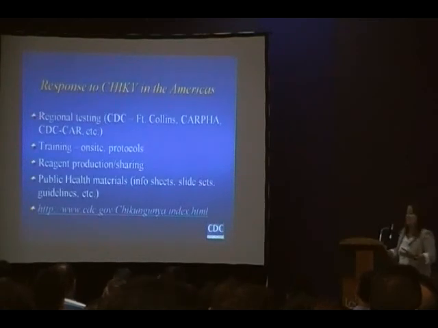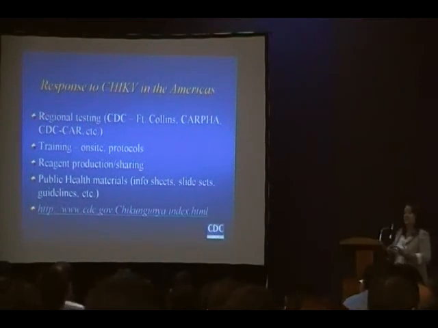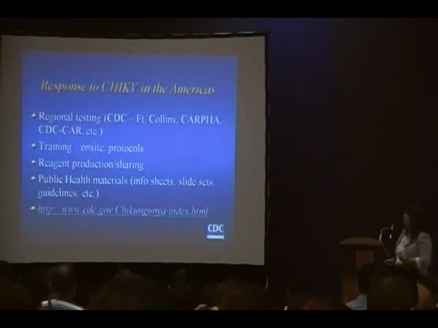So what have we been doing to respond? There's been a lot of activity from the public health officials, by PAHO, by CDC, by CARPHA. There's a lot of regional testing being provided. We provide this in CDC in Fort Collins. CARPHA provides this. There's been a lot of training for clinicians and for laboratorians. We can do these trainings on site. We can do them by sharing protocols, by sharing reagents. There's been a lot of reagent production and sharing.